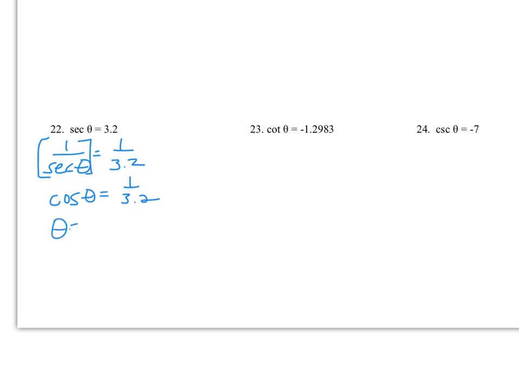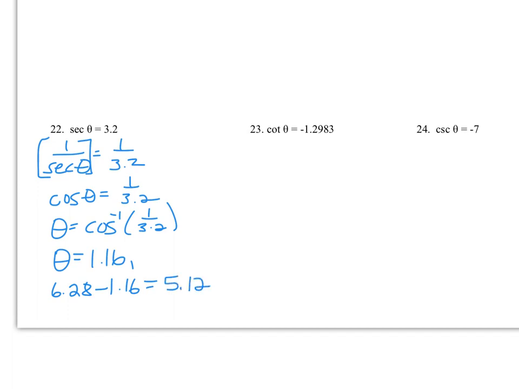Theta would then equal the inverse of that. So this we have to type into our calculator. Again, make sure you're in radian mode for this whole side. If you type this into your calculator, you're going to get theta equals 1.16 to the nearest hundredth. So then the rule for cosine's second answer is 2 pi minus theta, or 6.28. And if we subtract 1.16, voila, we get 5.12.